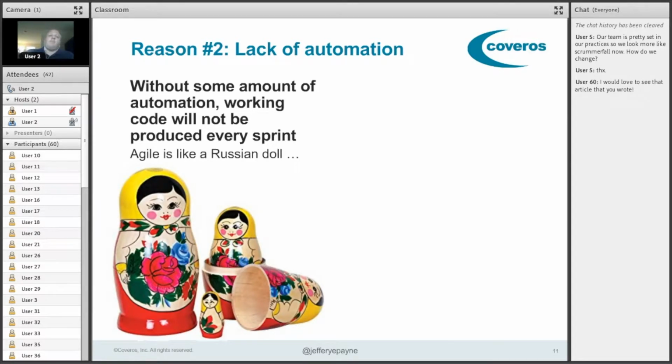And here's why. I always say Agile is like a Russian doll. If you're familiar with a Russian doll, it's a doll that you can crack apart, and under it is a smaller doll, and you can crack that apart, and there's a smaller doll, and it just keeps going. There could be 5, 6, 7, 8 layers of dolls encompassed in a bigger doll. Right? Now, why is Agile like a Russian doll?